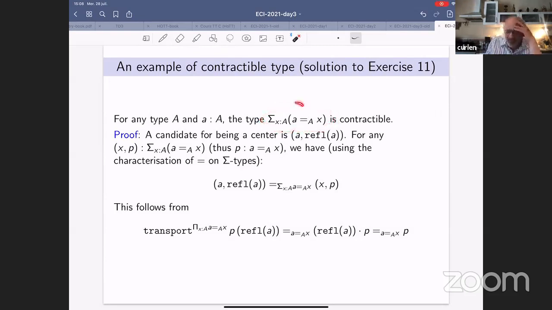If you want an intuition, set theoretically, you can think of this as the set of all elements of A which are equal to X. Sorry, all the elements of A which are equal to a, because you have fixed a. Set theoretically, you just have one. So it's a singleton, and contractible is being a singleton. This is a very sketchy intuition. We will use this fact later on, but for the moment, I don't want to prove it, just to make sure that you try something by yourself.